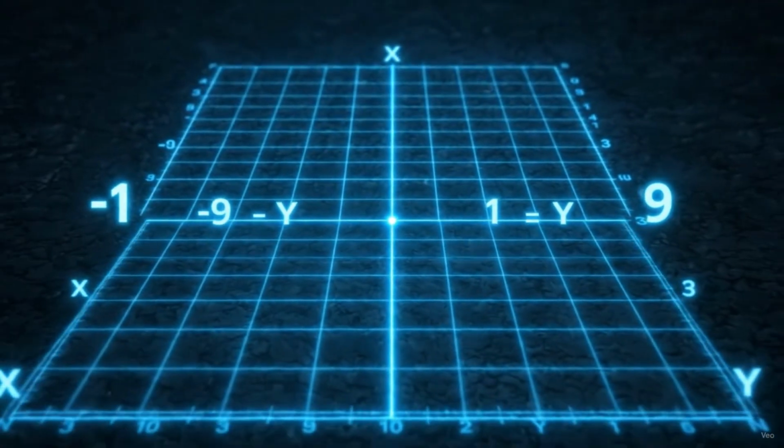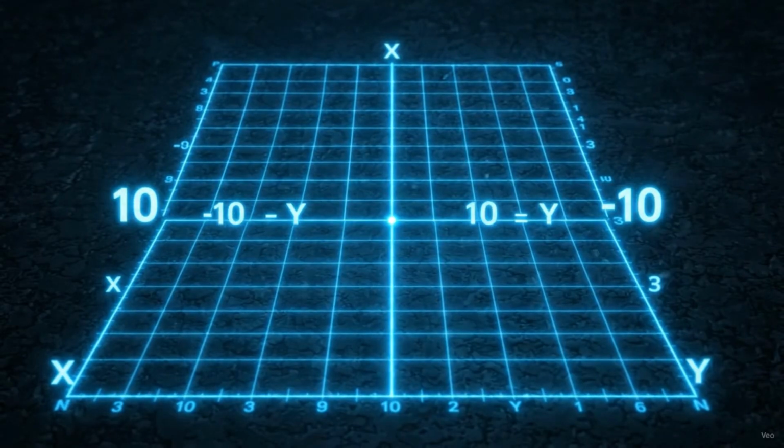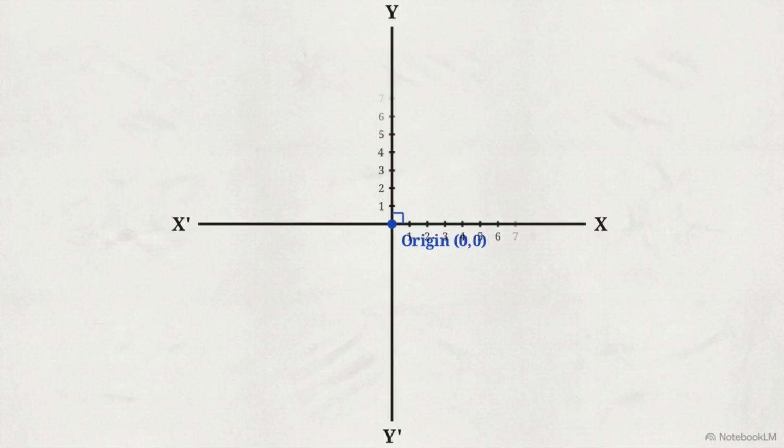Mark your grid lines outward from that center point. Going right and up, count from 1 to 10. Going left and down, count from -1 to -10. Now we have a Cartesian plane.